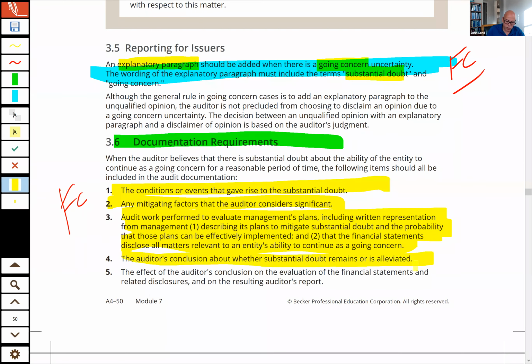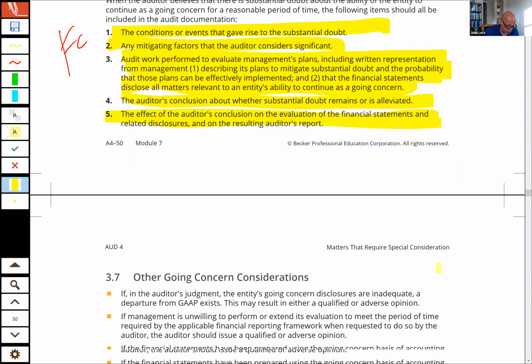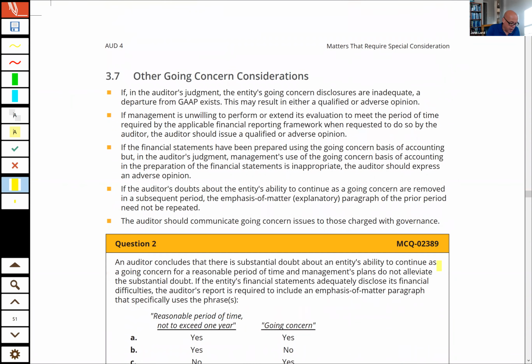The auditor's conclusion about whether or not the substantial doubt has been alleviated. And then what was the effect on the report and the financial statements? I asked them to disclose. Because it had been alleviated, though, I didn't add the emphasis of matter paragraph. I asked them to disclose these issues. They did, and they were important enough that I felt it was necessary to add the emphasis of matter, the explanatory paragraph. Okay. All right, guys, let's go ahead and flashcard one more thing here.